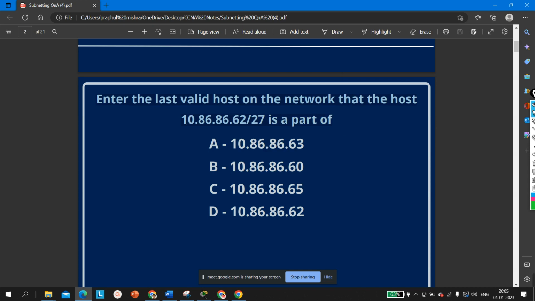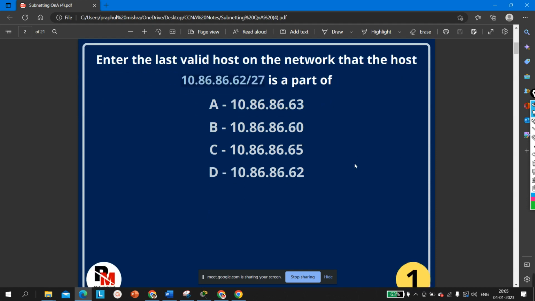Okay, so this question is asking that this one is an IP address, right? So this is an IP address from the same network. From the same network, tell me the last valid IP address. This is your question. So tell me, guys, what will be the last valid IP address of the network which this IP address 10.86.86.62/27 belongs to? Question is very simple. And now I am waiting for your answer. A, B, C, D, tell me.